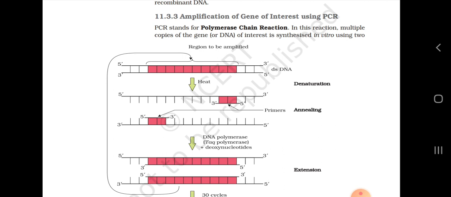Usually two common enzymes are used, that are Taq polymerase, which is isolated from thermophilic bacterium Thermus aquaticus, and Vent polymerase, which is isolated from Thermococcus litoralis. Okay, now these two enzymes are used because they can act at a very high temperature. They are capable of carrying out their activity at a very high temperature.